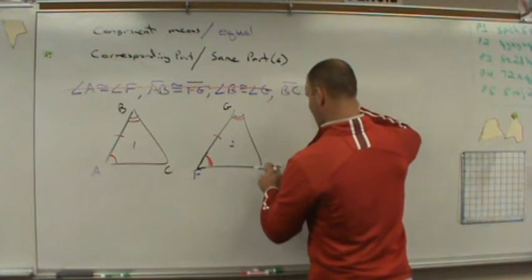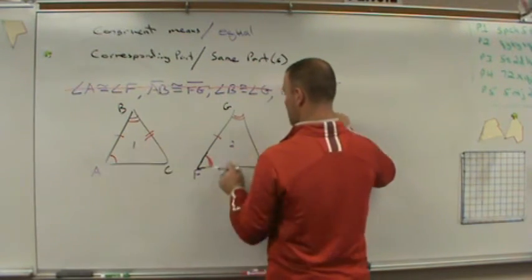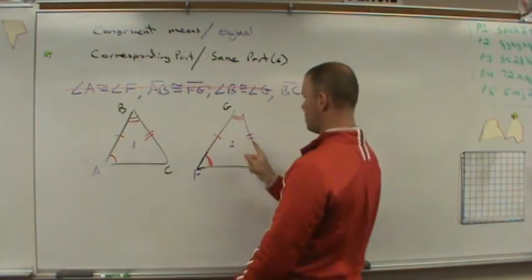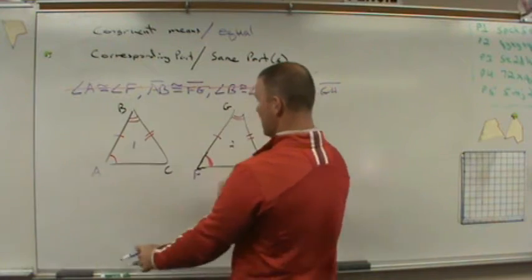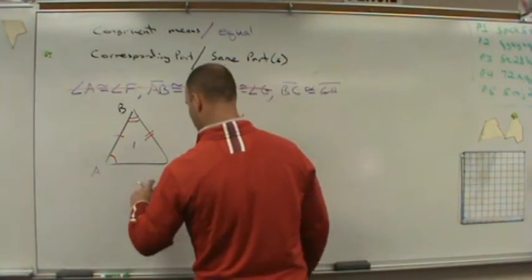That means H has to go here. And it says BC is congruent to GH. I have to put 2 hashes here because, again, I don't know that BC and AC are the same length. It does not tell me. I make a congruent statement.